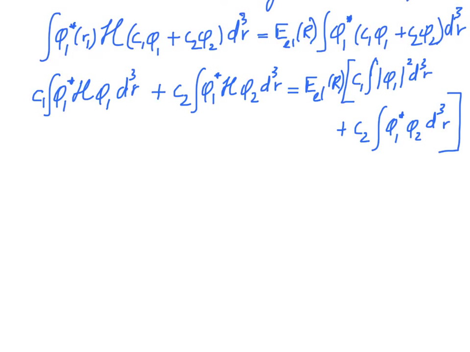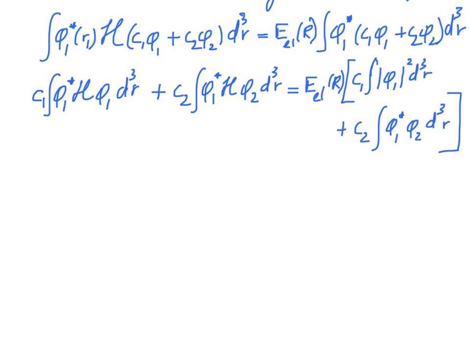So we have these two integrals that pop out of this expression over here, and likewise we have these two integrals that pop out of this expression over there. Now let's make some observations. This integral over here is equal to 1 because of normalization, right? And this integral over here involves two different functions: phi1, which is centered on proton 1, and phi2, which is centered on proton 2.